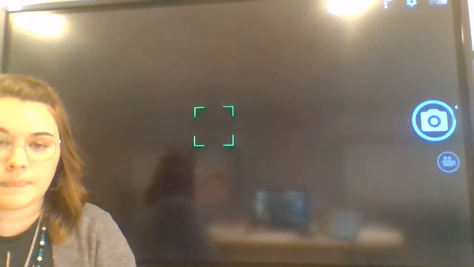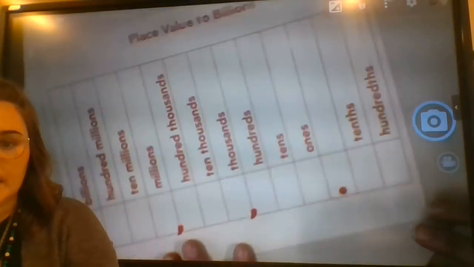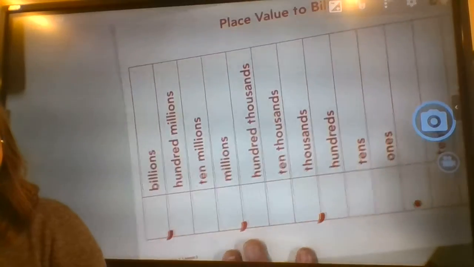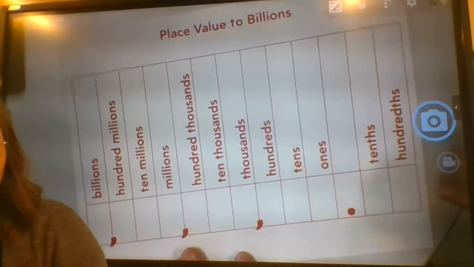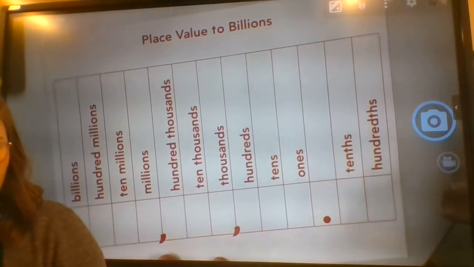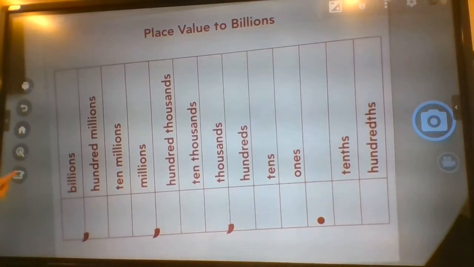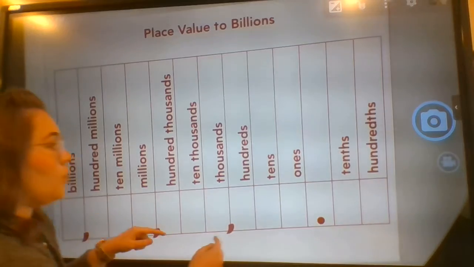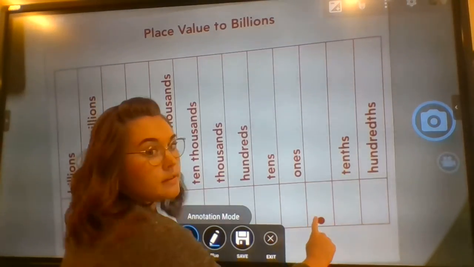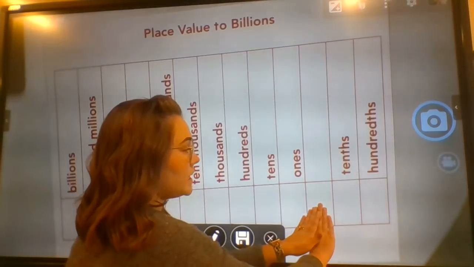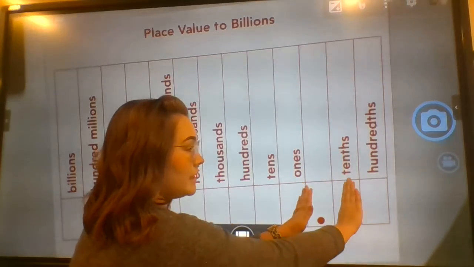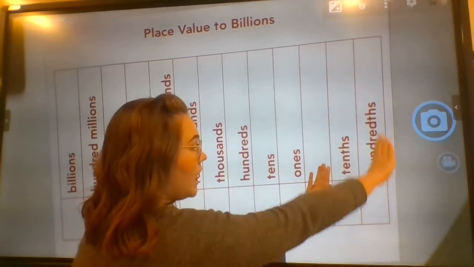So let's look at this place value chart. Let's get it nice and straight here for you. Okay, so we have our place value chart. We know that this right here is our decimal point. So we have the tenths and the hundredths.